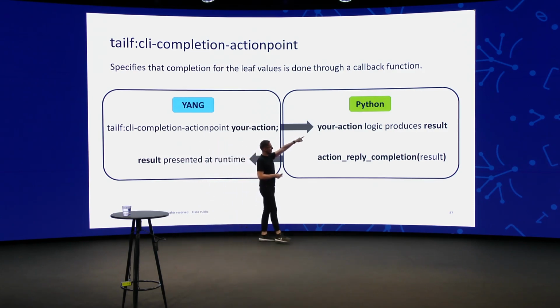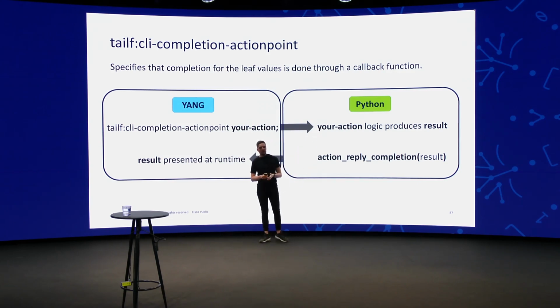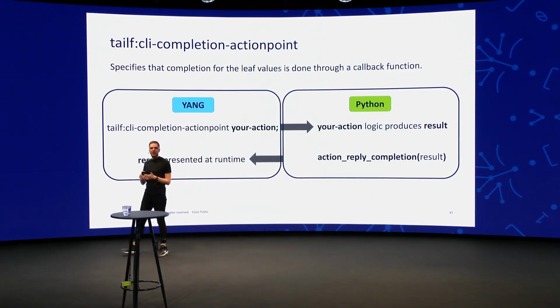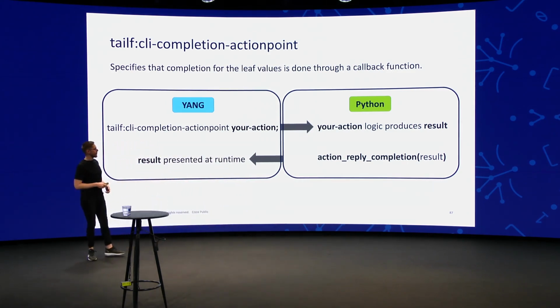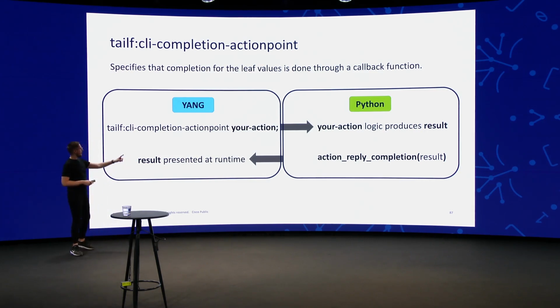And then in Python, we are creating a new action in the code that will just be registered with that one. And we develop our logic, whatever you want to do, in order to actually get a list with the results of the hints that you want to present to the end user. Then we bypass this to the NCS DP API in Python, and specifically the method action reply completion, that list with the results. And at the runtime, we'll be able then to see the results inside of our CLI.